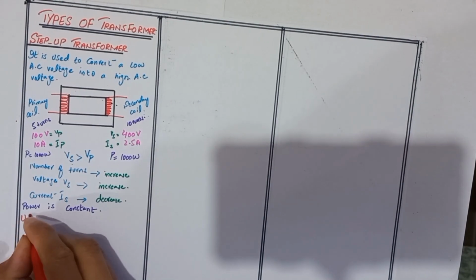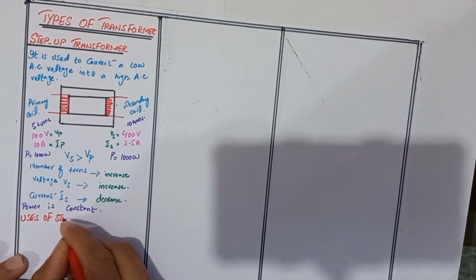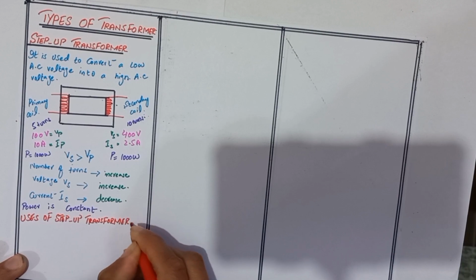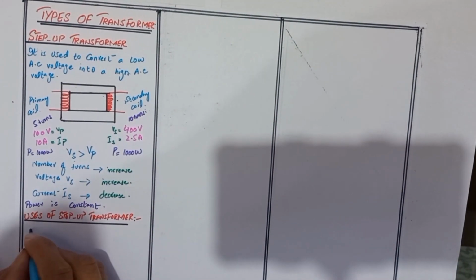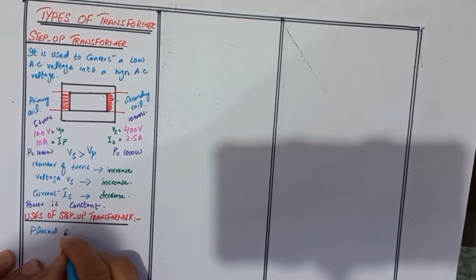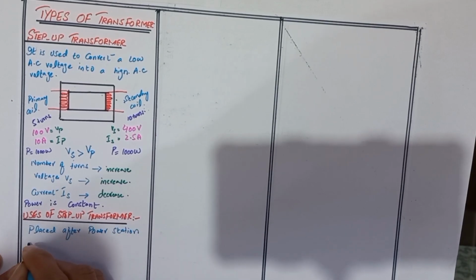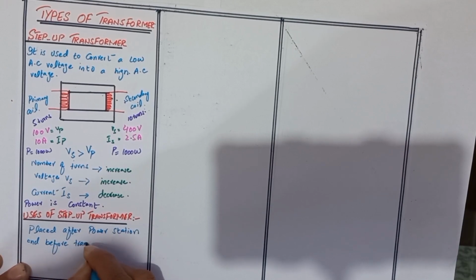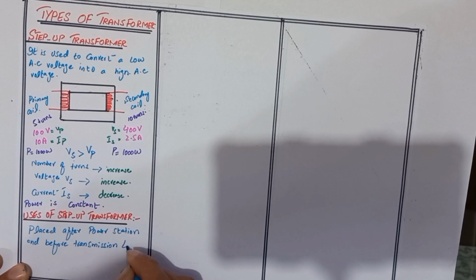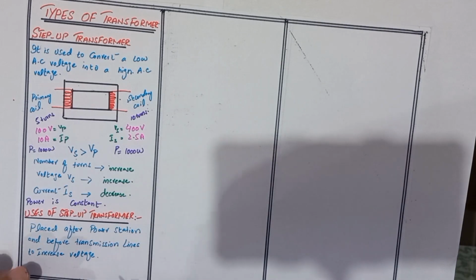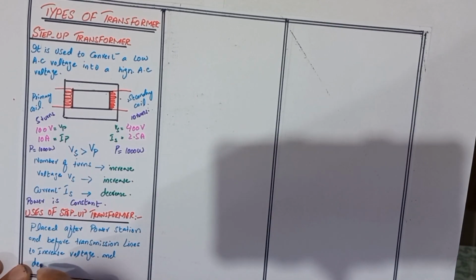Now we discuss the uses of a step-up transformer. A step-up transformer is placed after the power station and before the transmission lines to increase voltage and decrease current.